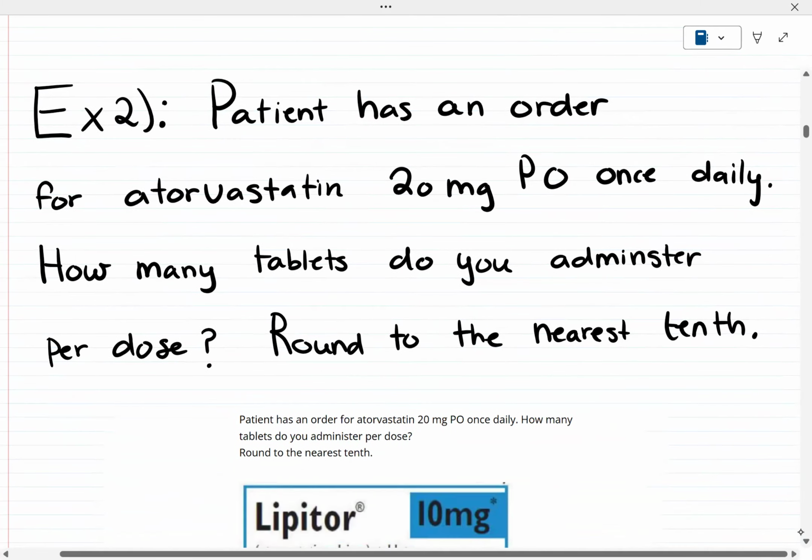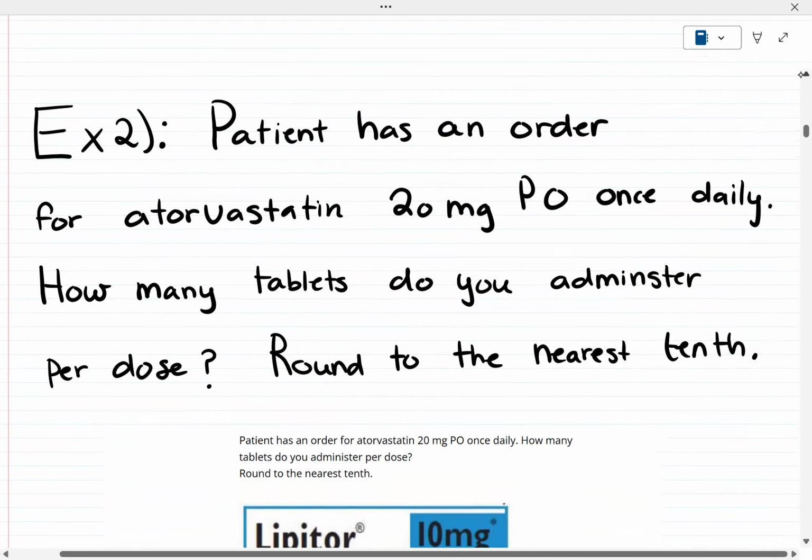Okay, so in example 2, it says patient has an order for, I can't say this word correctly, I'll try my best though. Atorvastatin. I have no idea what that is because I'm not a nurse or a medical doctor. I'm just a math tutor. So a patient has an order for atorvastatin, 20 milligrams PO once daily. How many tablets do you administer per dose, round to the nearest tenth?